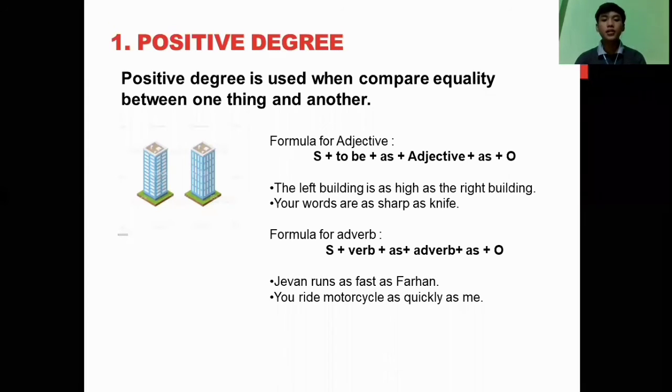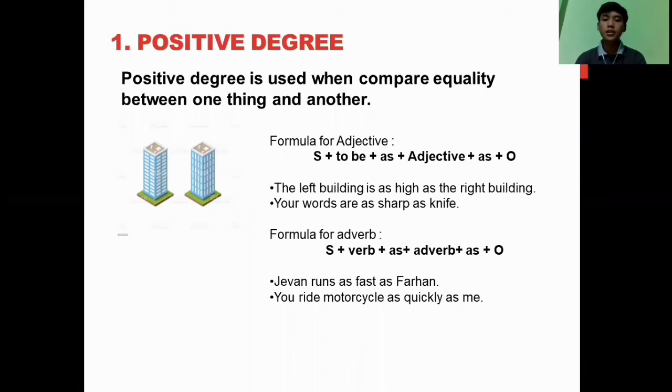So the sentence is, the left building is as high as the right building. Another example is, your words are as sharp as a knife. And that's the example for adjective. So what about the adverb?